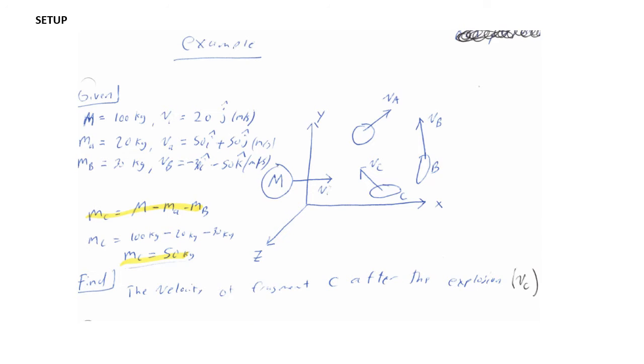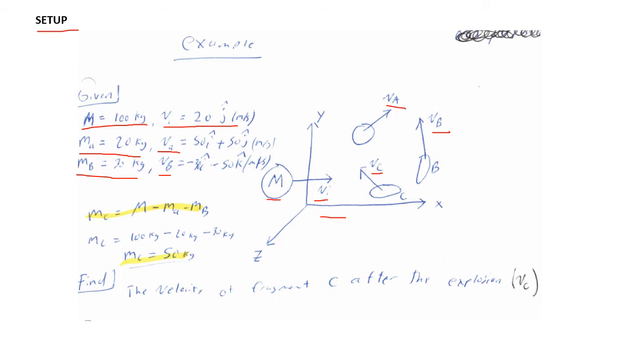Now that we've read through the problem statement, our next step is to create the setup page here. I redraw my diagram showing the larger mass M before the explosion with its velocity v sub I, and then we have VA, VB, and VC of the individual particles after the explosion. We have our mass M before the explosion, our mass A, and our mass B after the explosion. We have our initial velocity vector for the mass M, and our velocity vectors for particle A and particle B over here.